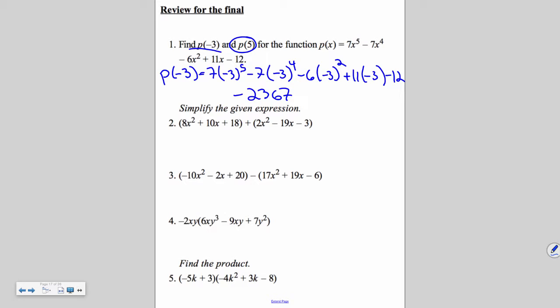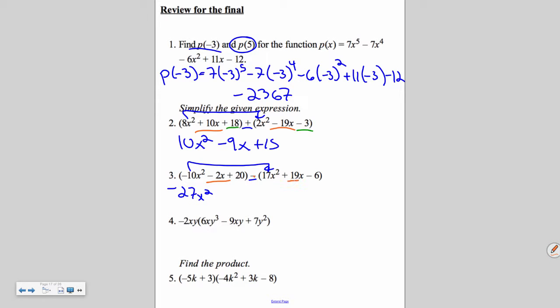For simplifying, you just have to look if you're adding or subtracting. When you're adding, all you're doing is combining like terms. So in this case, you should get 10x squared minus 9x plus 15. Again, you're just combining like terms. And if it's plus, you add them. If it's minus, you subtract them. So in this case, it's -10x minus 17x squared, so it's -27x squared.